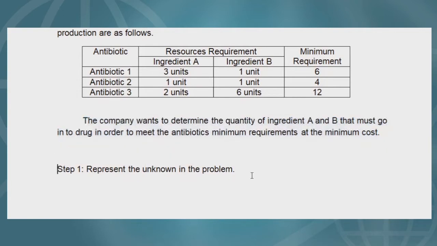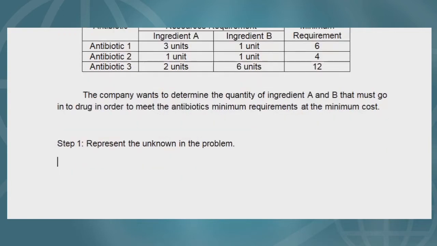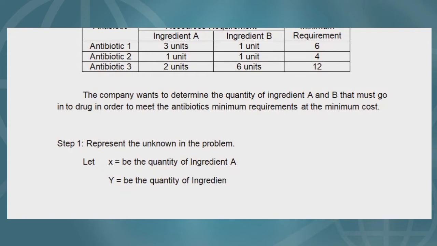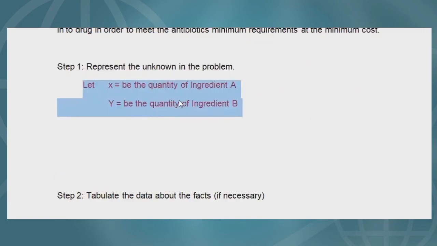So first step, represent the unknown in the problem. You know this already. We should have, let X be the what? The quantity of ingredient A. Then let Y be the quantity of ingredient B. So we're done with our unknowns.